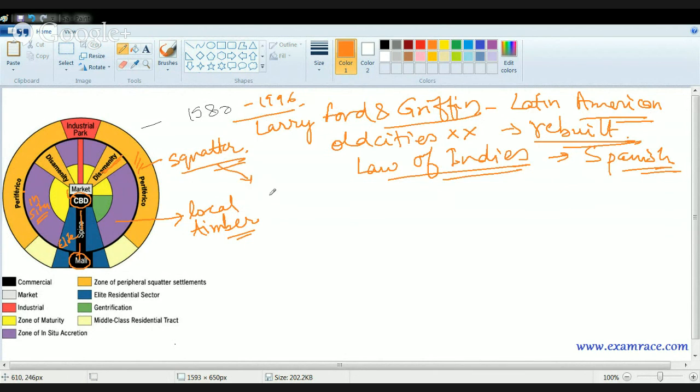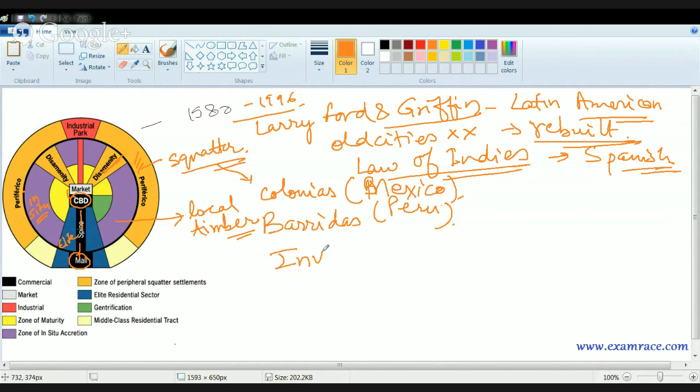These squatter zones are known by different names in different regions. You have colonias, known in Mexico. Then you have the veredas, known in Peru. And finally, from the word invasion, you have invasionistas, known in Colombia and Ecuador. So these are the major squatter settlements here. Then you have the industrial park on the periphery. You have this yellow zone, which is the maturity zone. And finally, this is the zone of gentrification.